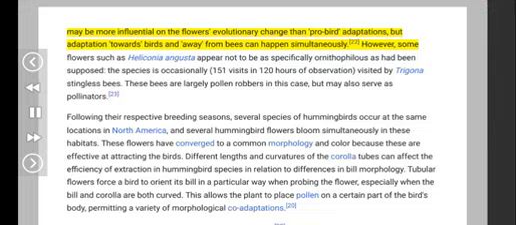However, some flowers such as Heliconia angusta appear not to be as specifically ornithophilous as had been supposed. The species is occasionally visited by Trigona stingless bees, 151 visits in 120 hours of observation. These bees are largely pollen robbers in this case, but may also serve as pollinators.